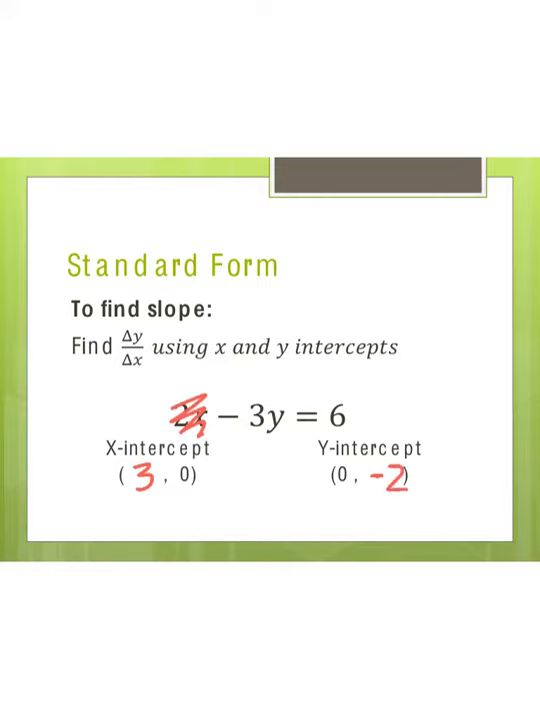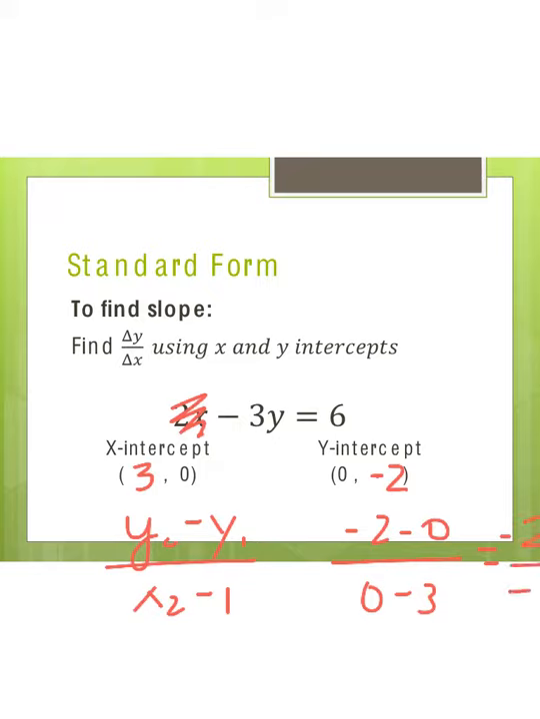And then we can go ahead and use our slope triangle, our idea of rise over run, change in y over change in x. So we're going to do y2 minus y1 over x2 minus x1. So I'm just going to let negative 2 minus 0 and 0 minus 3. So the slope of this line is negative 2 minus 0, which is negative 2, and 0 minus 3 is negative 3. So the slope is 2/3.